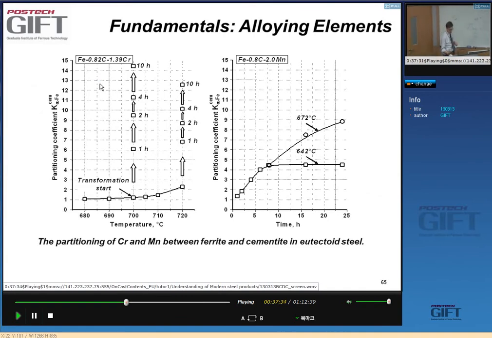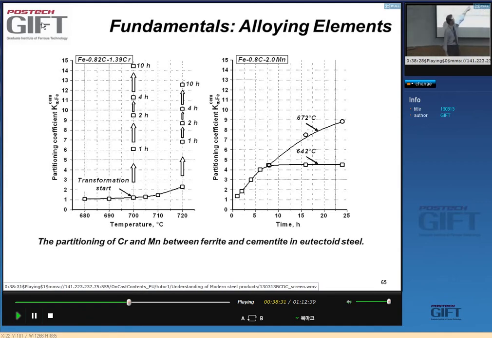Okay, this is an example here, yes? You can see this is the partitioning coefficient as a function of the temperature, yes? What you basically measure is the ratio of the element, in this case the chromium, in the cementite and in the matrix. And you see, of course, when it's the same, the partitioning coefficient is 1. Yeah? And you can see that the higher the temperature at which I form the cementite, the more the amount of chrome in the cementite increases. Yes?